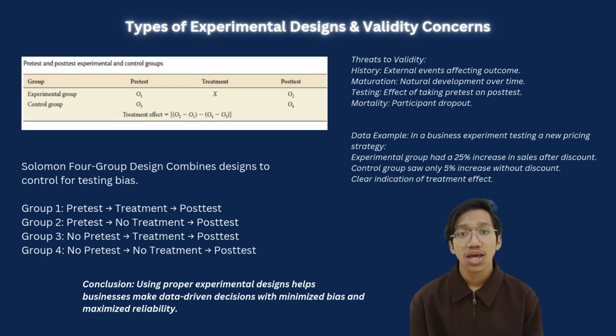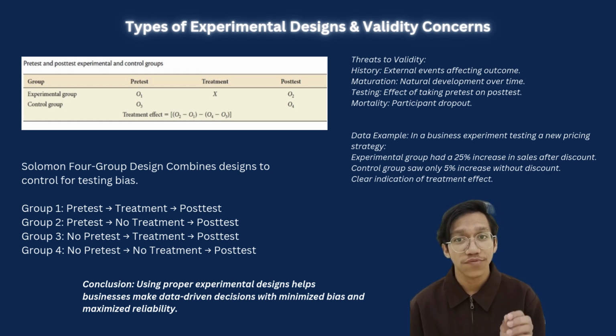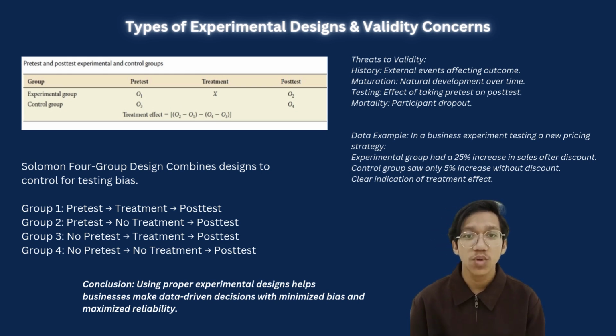Maturation: participants might change naturally over time, like gaining more experience or losing interest. Testing: the very act of taking a pretest might influence behavior on the post-test. Mortality is when participants drop out of the experiment. It can skew the data, especially if the dropout is not random.